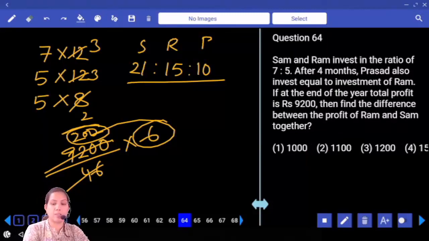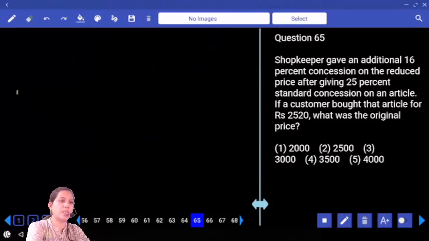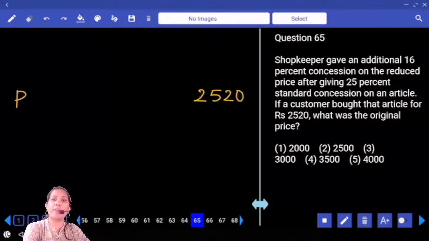Okay now? Next, question number 65. Shopkeeper gave an additional discount, additional 16% concession on the reduced price after giving 25% standard concession on an article. If a customer bought that article for 2520, then what was the original price? My assumption, original price is equal to P, and after two successive discounts, he gets 2520 rupees. Initial price, that means market price of the article, we assume it is P.